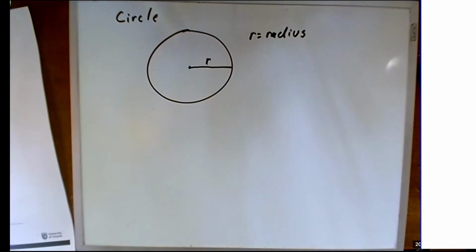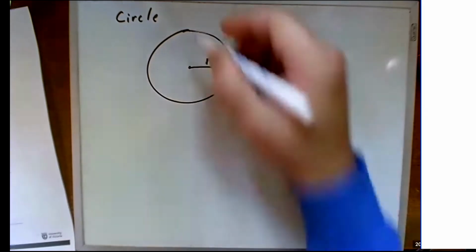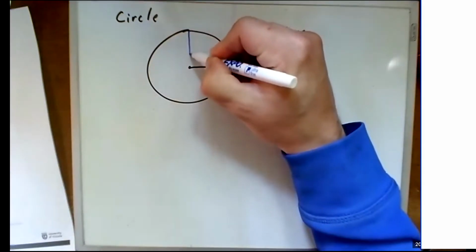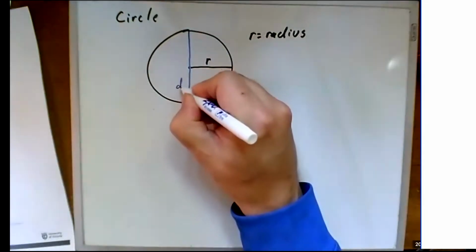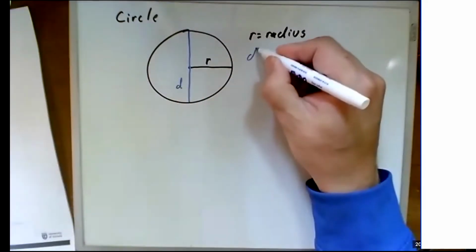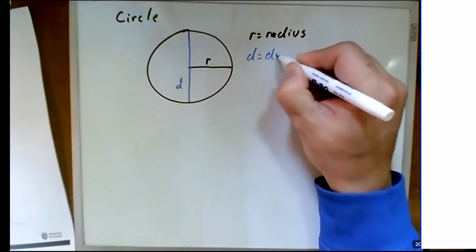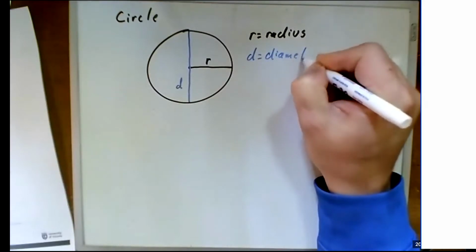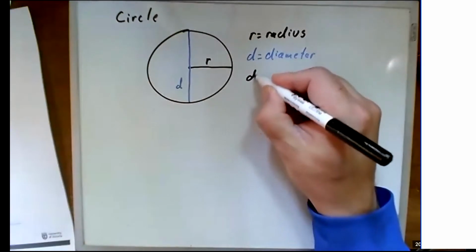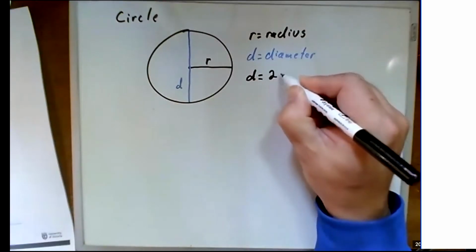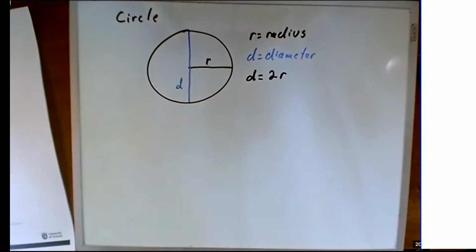There's another line that we deal with in circles quite often, and that's going from one edge of the circle to the other, passing through the center. That one we represent with the letter D. The D is equal to your diameter. The relationship between your diameter and your radius is simply that your diameter is equal to 2 of your radiuses, or radii.